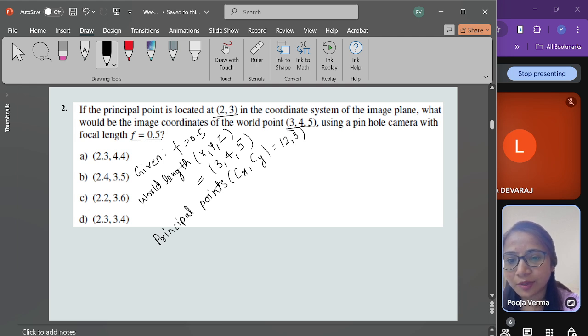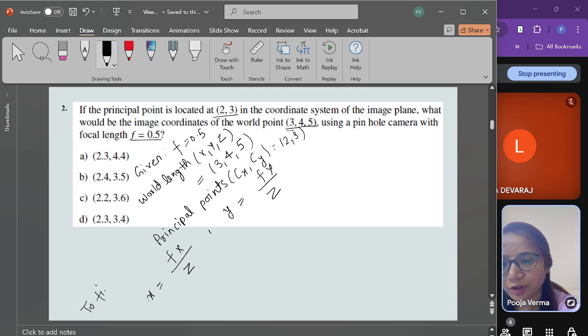In perspective projection, as we already know, this is before the principal point adjustment. So using the perspective projection formula, we will find the image coordinate first. We have already seen the formula: x is equal to fX divided by Z, and y is equal to fY divided by Z. To find the image coordinates, that is x comma y, let's calculate first.